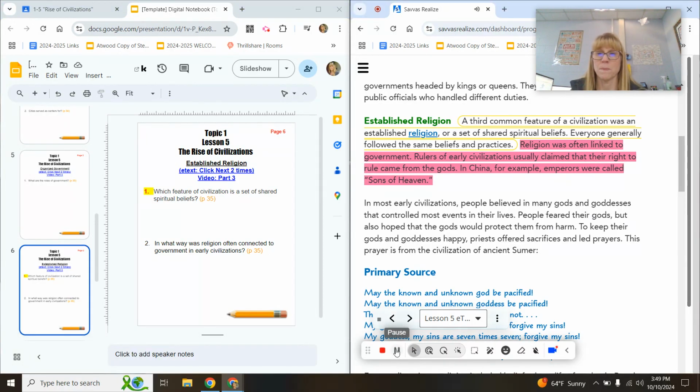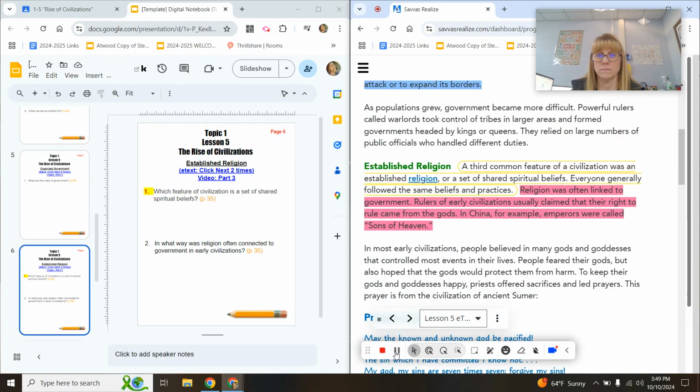Established religion. A third common feature of a civilization was an established religion, or a set of shared spiritual beliefs. Everyone generally followed the same beliefs and practices.